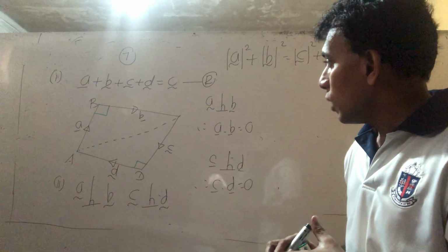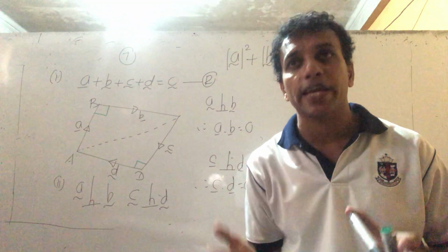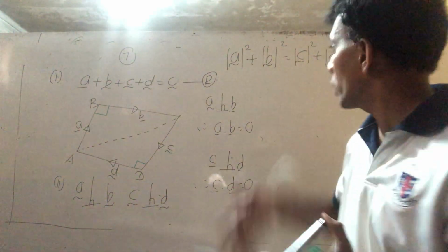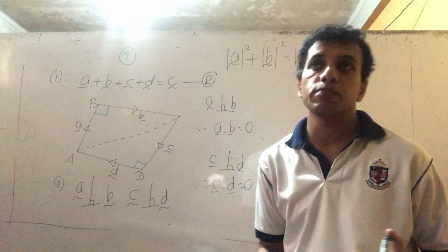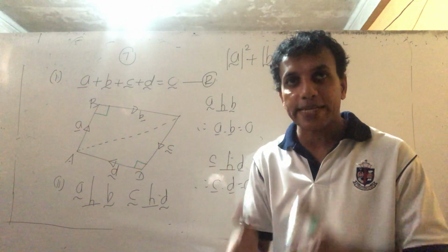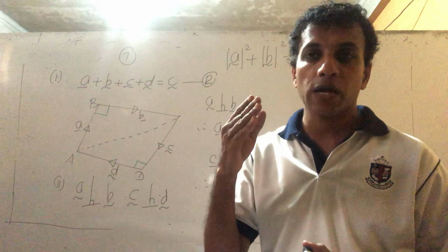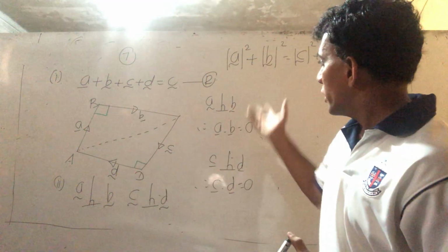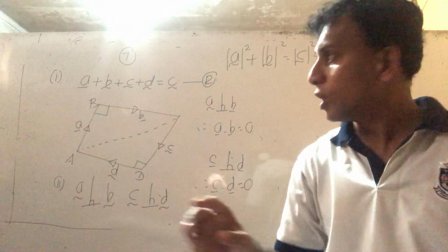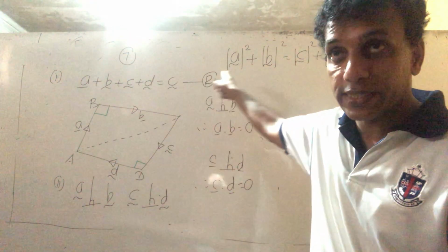Now what? How to get this mod A square? A dot A is mod A square, B dot B is mod B square, C dot C is mod C square, and D dot D, multiplying the same vector with cos 0, becomes mod D square. So to get this answer, you need this result. The first part is important to complete this solution successfully.